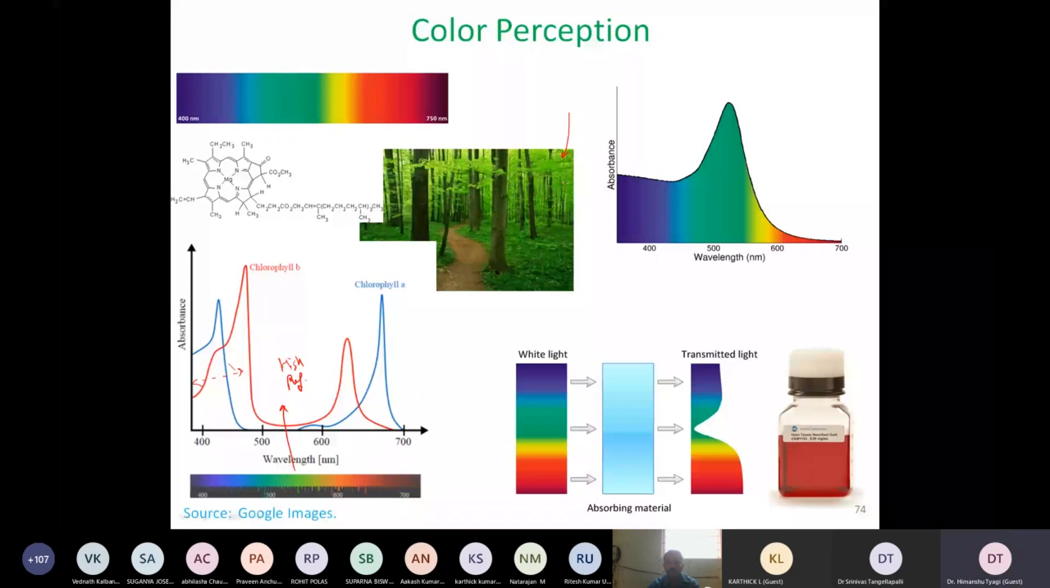So this part I wanted to correlate with the different colors created by nanoparticles. Why? Because we want to put them in the context of solar energy.